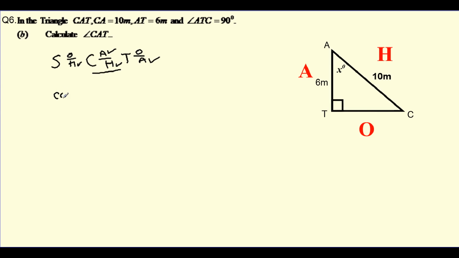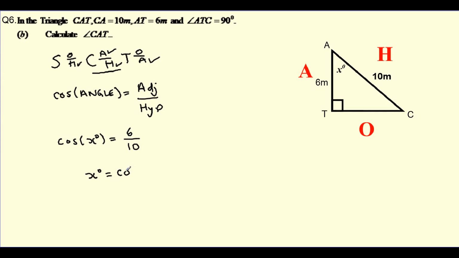So the cosine of our angle is the adjacent side divided by the hypotenuse. Okay, so fill in some numbers then. So cosine of our angle in this case is our x degrees. The adjacent side is 6 and the hypotenuse is 10. Right, so if cos of x is 6 over 10, we want to just work out what x is.